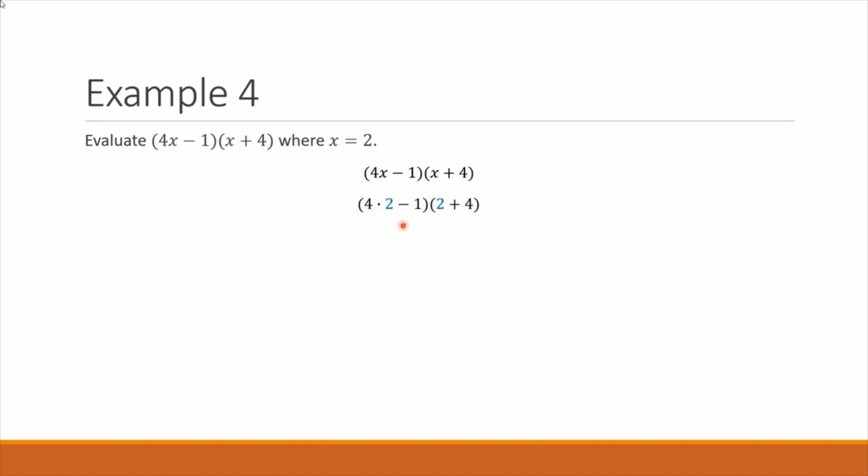So you would do parentheses first. 4 times 2, it's multiplication. Do the multiplication before subtraction. So it's 8 minus 1. Then I'm going to simplify both of those. 8 minus 1 is 7. 2 plus 4 is 6. Then multiply them. 7 times 6 is 42. That's it for that one.